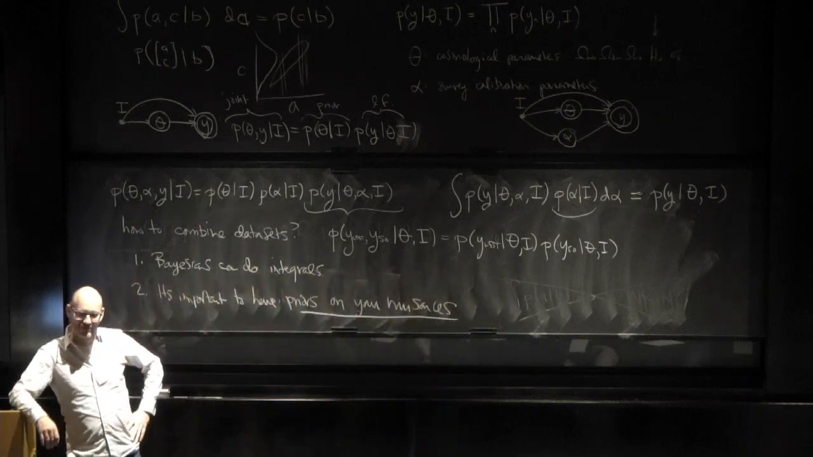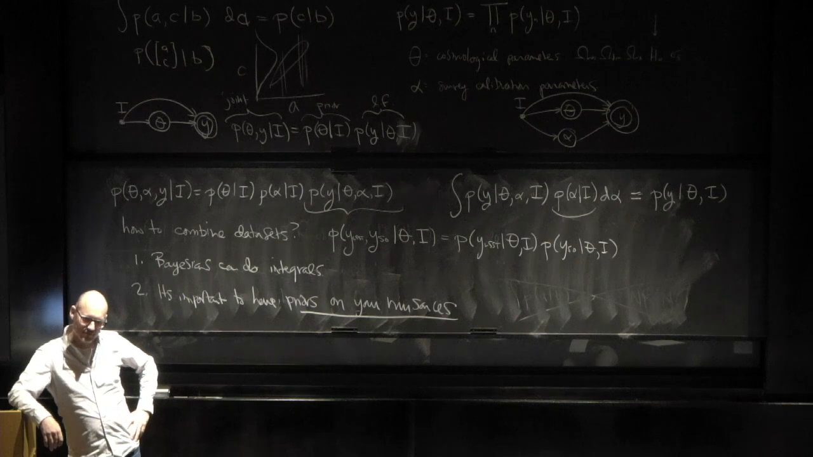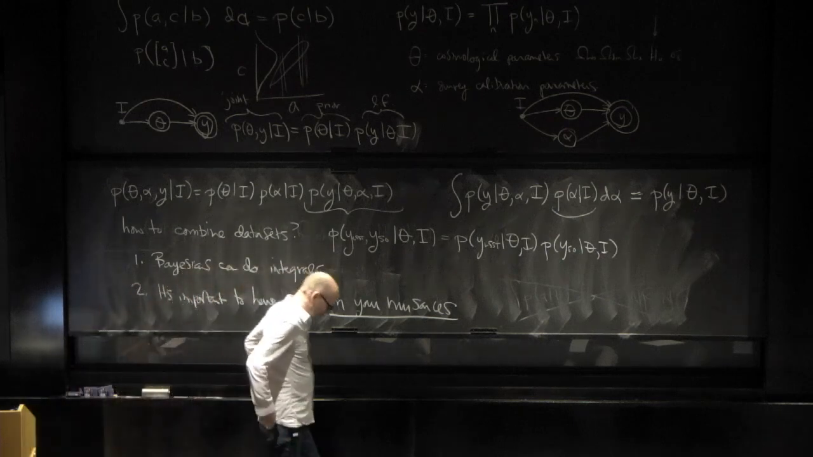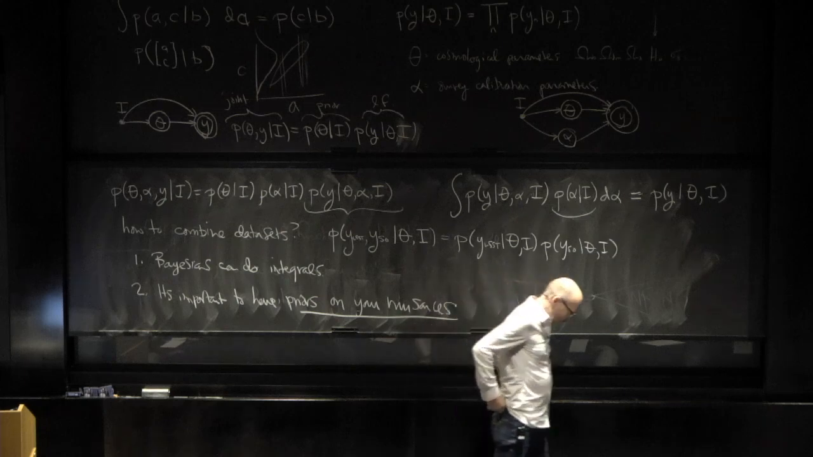So if I am building an instrument, how do I write down the prior? And can I write down a posterior of alpha given I and some calibration data?